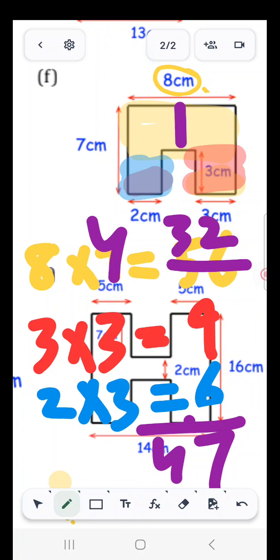This is the advantage of rechecking, that even when we are doing it very consciously, we can sometimes make silly mistakes. 8 times 4 is 32, 3 times 3 is 9, and 2 times 3 is 6. 32 add 9 should be 41, 41 add 6 should be 47. So 47 should be the answer.